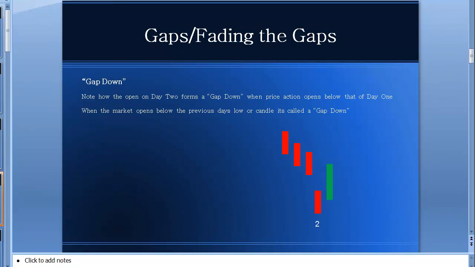On a gap down on day 2, we see the reverse. This is the end of day 1 and we gap down. When the market opens below the previous day's low or candle, it's called a gap down.